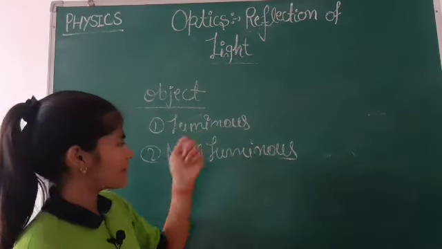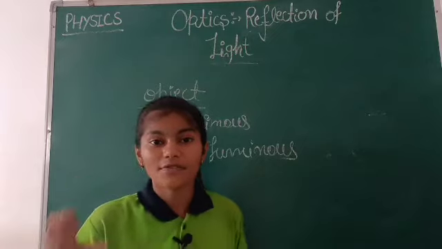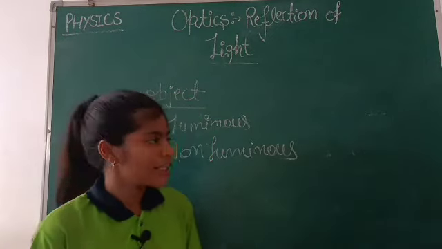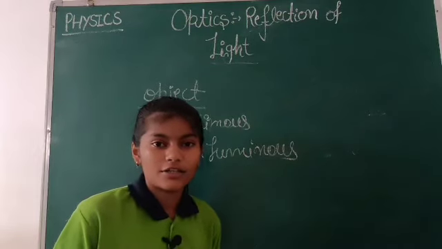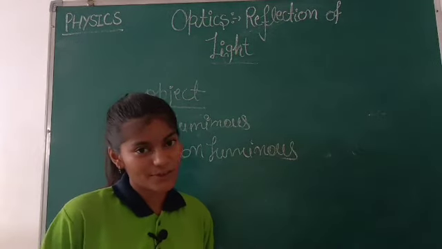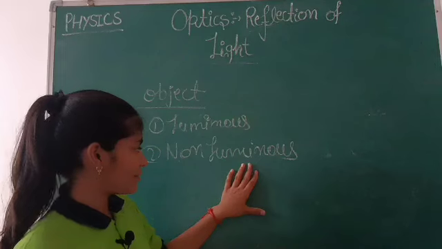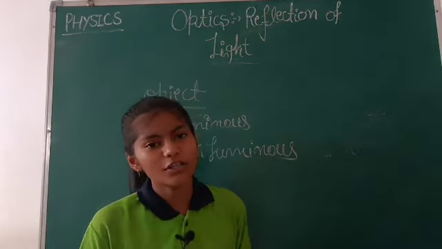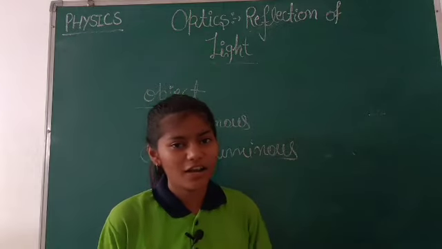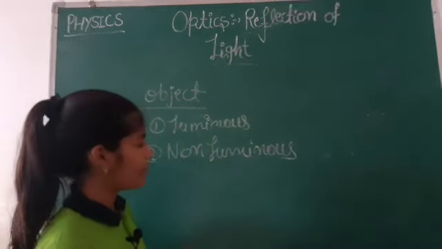Now examples. In luminous we have sun, bulbs. These all are the luminous objects because they are emitting their own light, not reflecting light from any source. And if it is non-luminous, we will say like moon, planets, satellites, all the objects which you see like chair, and these all are non-luminous objects.